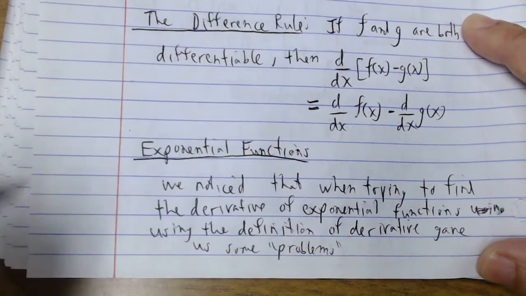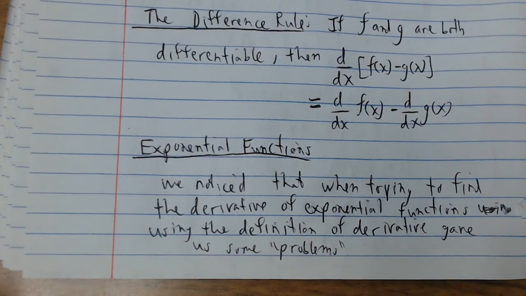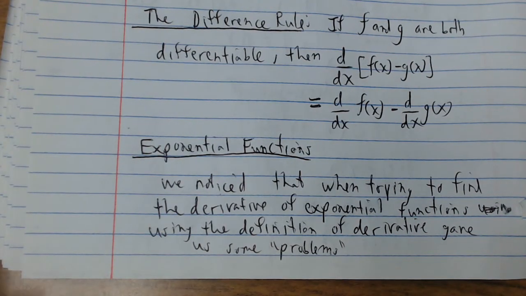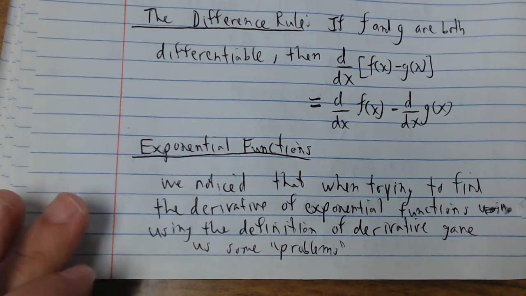I'm putting "problems" in quotation marks just because we would have to manipulate it in a certain way. The h in the denominator, if you remember, doesn't cancel out as simply as in certain other problems. So the question is, how do we take that into consideration? Take, for example, y equals e to the x. By definition, what do we get here?